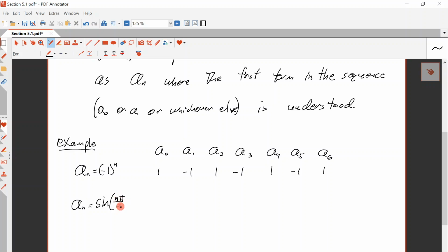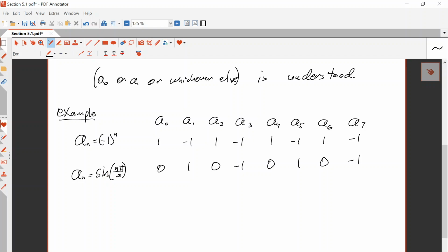Kind of similar to that, sine n pi over 2. Right? So sine of 0 is 0. Sine of pi over 2 is 1. Sine of 2 pi over 2, which is pi, is 0. Sine of 3 pi over 2, minus 1. Sine of 4 pi over 2, which is 2 pi, is 0. 5 pi over 2, 1. 0. Then A7, negative 1. So on and so forth like that. So kind of similar to this one, but adding 0 terms in between.